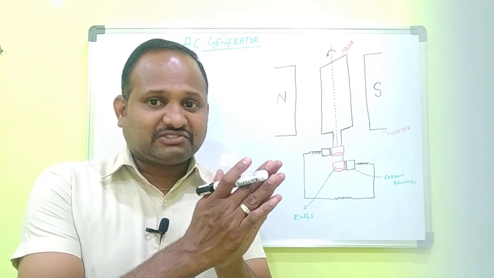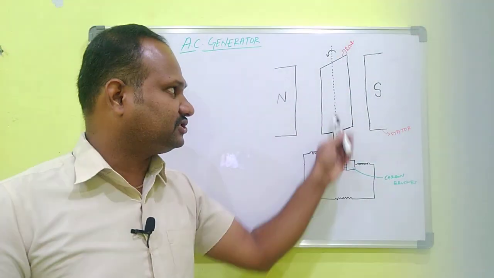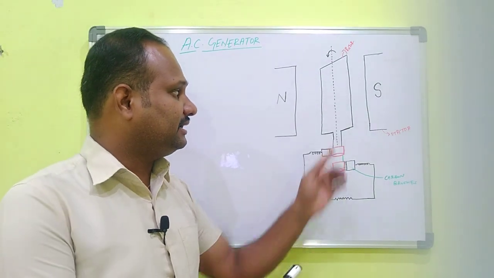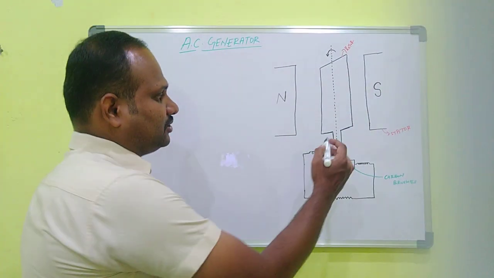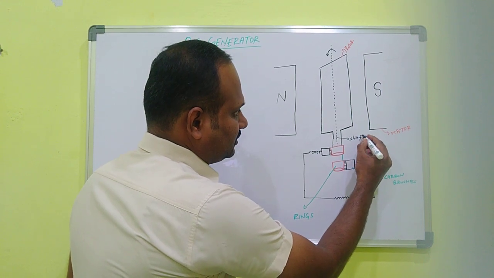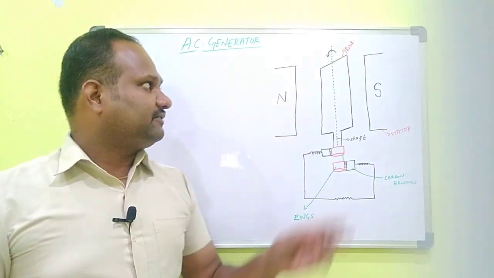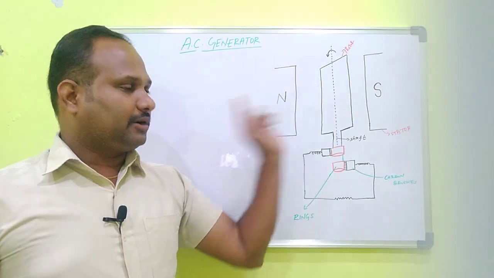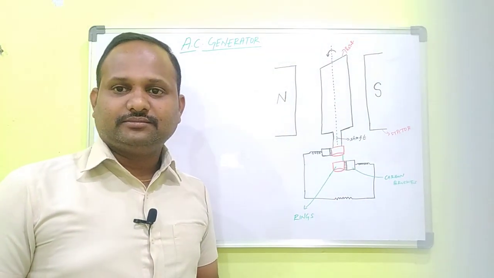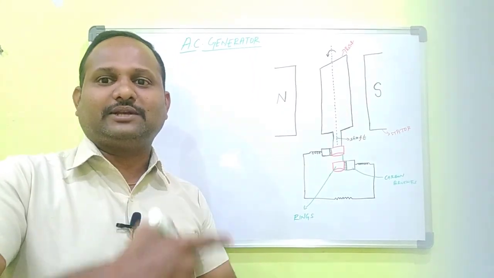Along the axis of the armature or rotor, a shaft is fixed. This dotted line represents the shaft. The shaft is along the axis of the armature coil or rotor coil. When the rotor begins to rotate, the shaft also rotates.